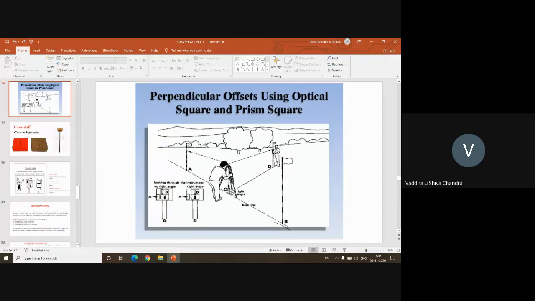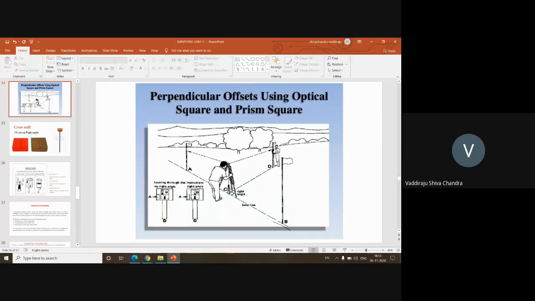When I place this instrument at point C, the rays which are coming from A will try to provide an image. The rays coming from B will also try to provide an image in the prism. And the rays coming from the point D will also be reflected in the prism. If all these are perpendicular to each other, you'll get a single line. The image of D and the image of A, B will come in the same line.